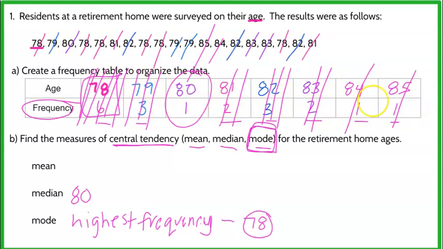Lastly, we'd like to find the mean of the data. So that means we're just going to have to add up all the numbers and then divide it by the amount of frequency.